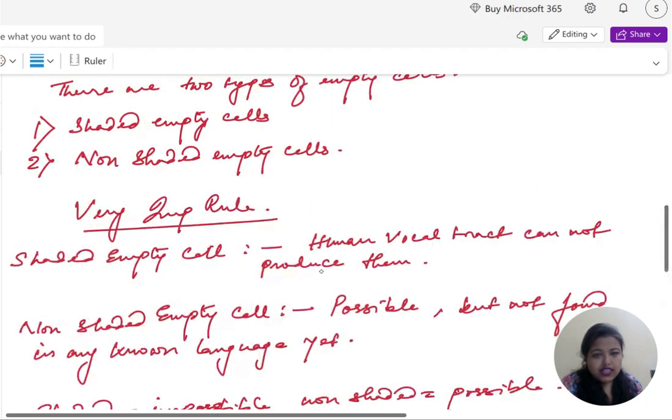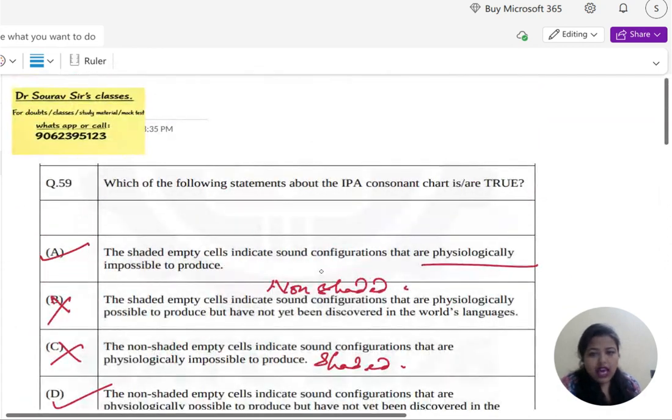So yes, we have covered this question, and question number 59 from our linguistics paper has been solved. I hope I have given you all the information needed to solve this question, discussed in quite an elaborate manner. I hope you shouldn't have any problem, but if you do, please call us or ping us on the number given on the screen.